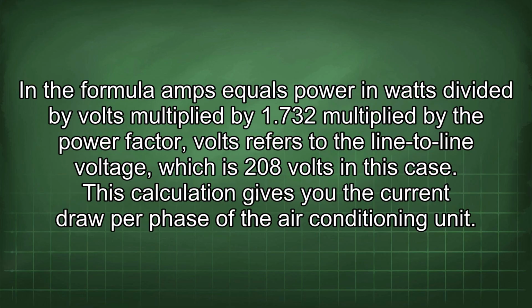In the formula, amps equals power in watts divided by volts multiplied by 1.732 multiplied by the power factor. Volts refers to the line-to-line voltage, which is 208 volts in this case. This calculation gives you the current draw per phase of the air conditioning unit.